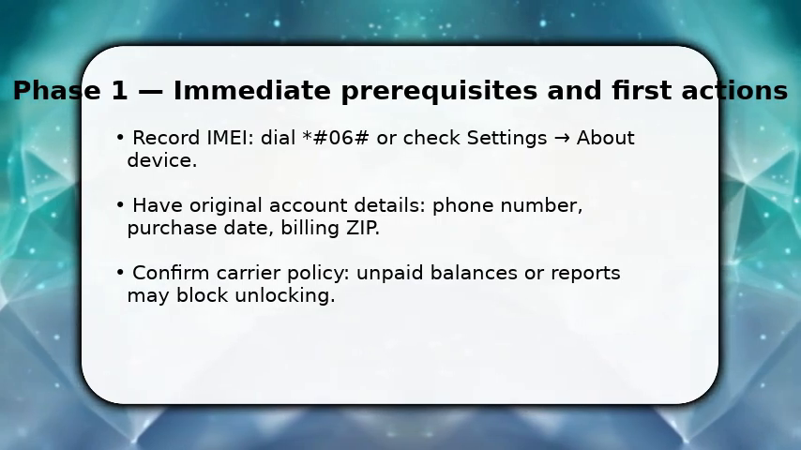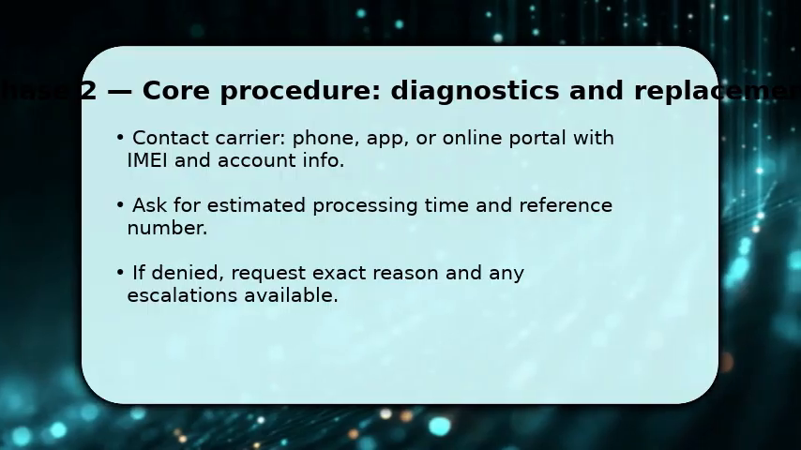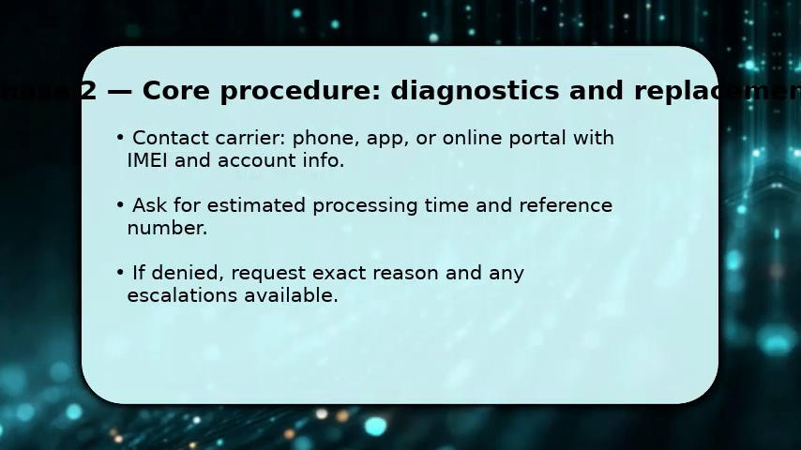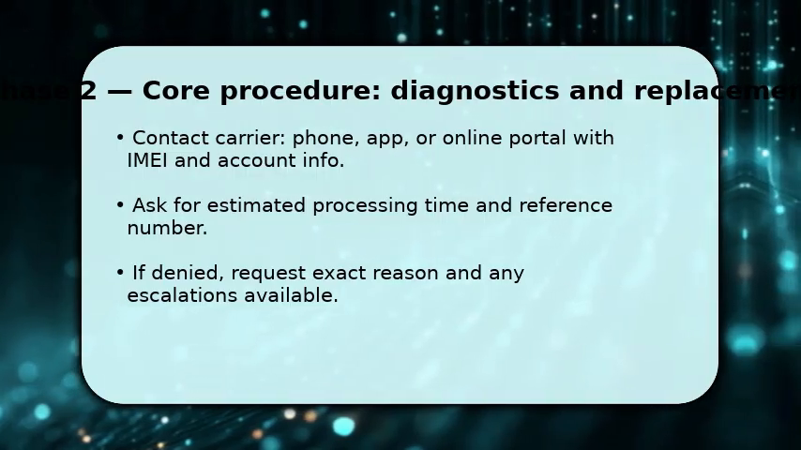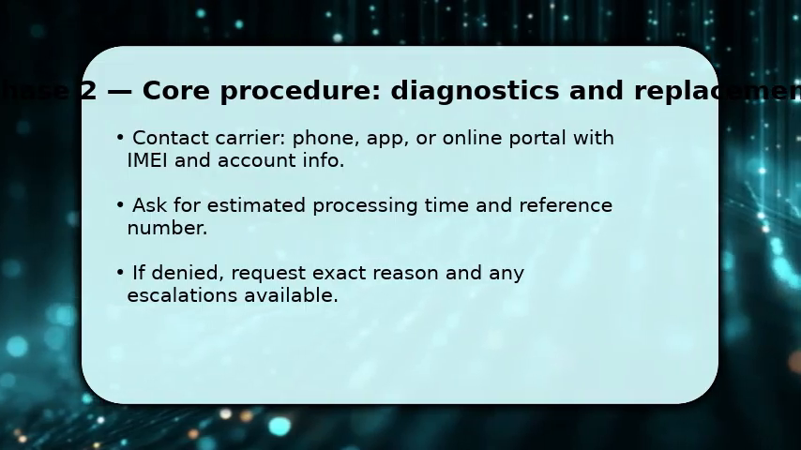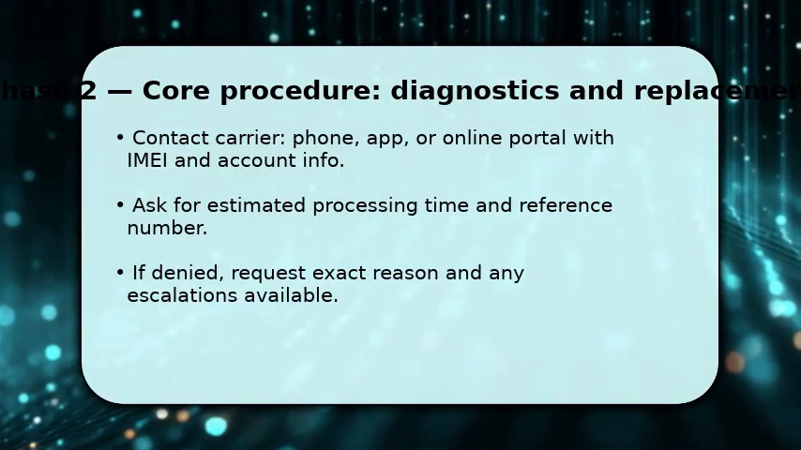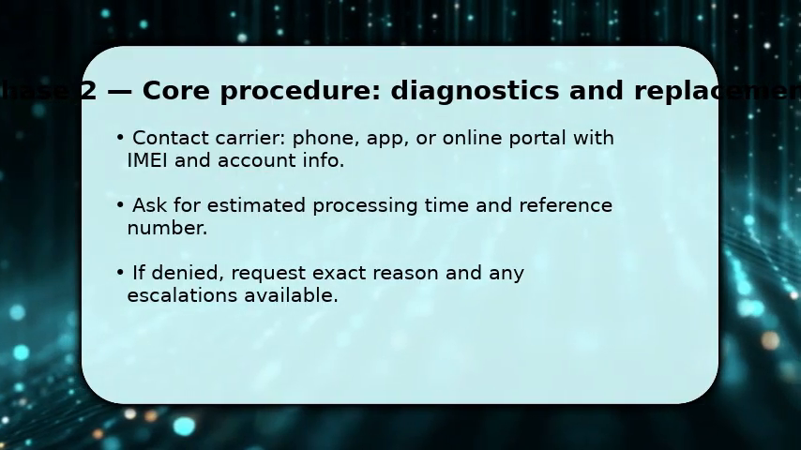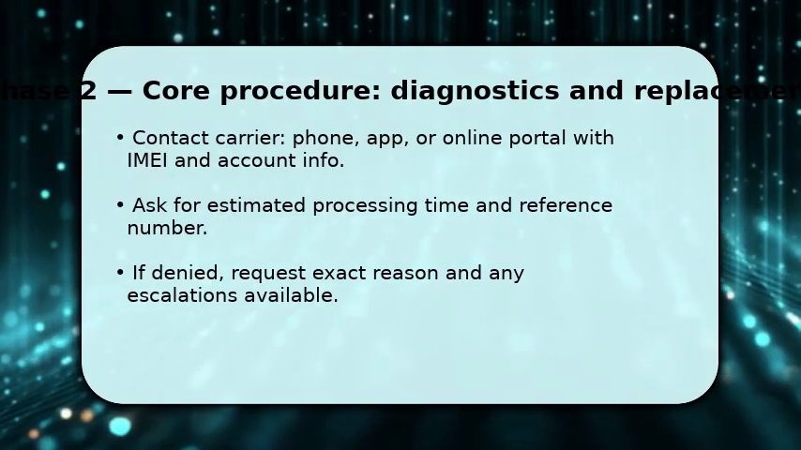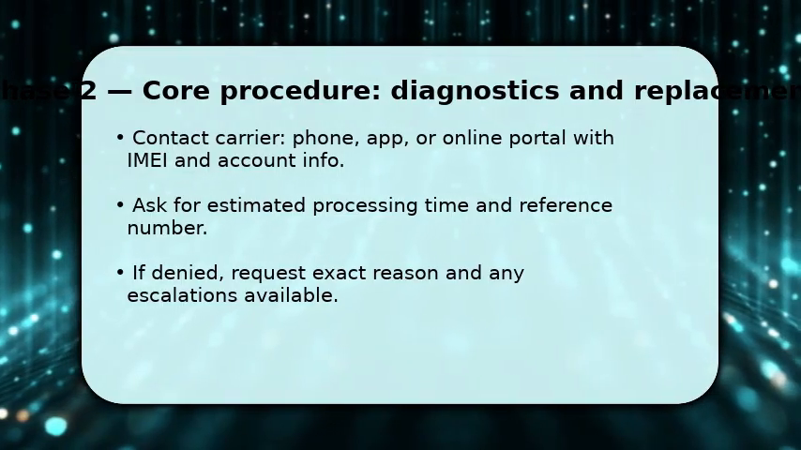Next, you contact the carrier directly and provide the IMEI plus the account verification details you gathered. Ask for a reference number and the expected processing time so you can follow up. If they approve, they will send a network unlock code and step-by-step insert instructions. If they deny, get the precise reason and ask about escalation or required actions. That way you know whether to wait, pay a balance, or submit additional documents. Make notes of all responses for troubleshooting.